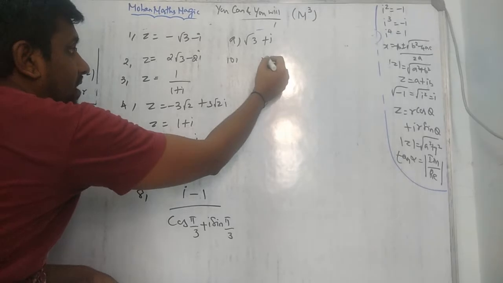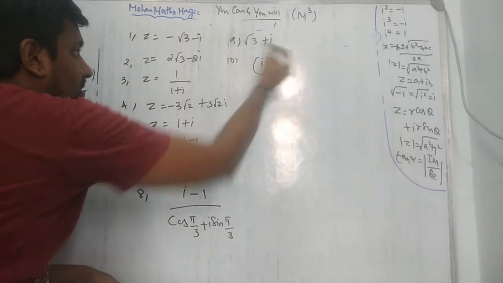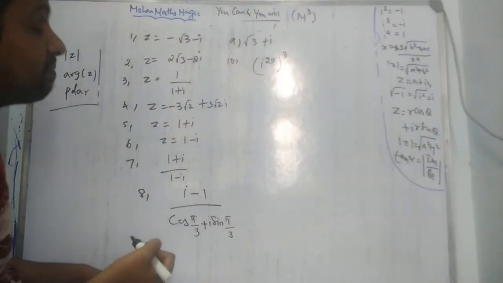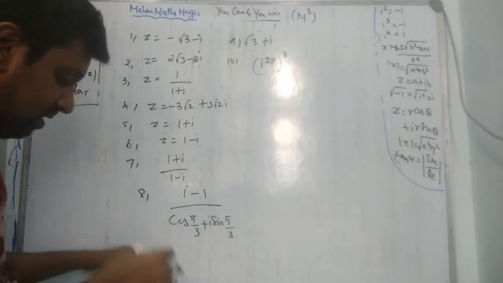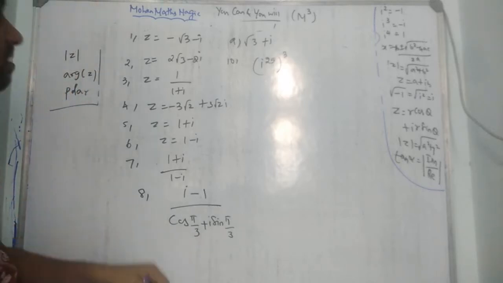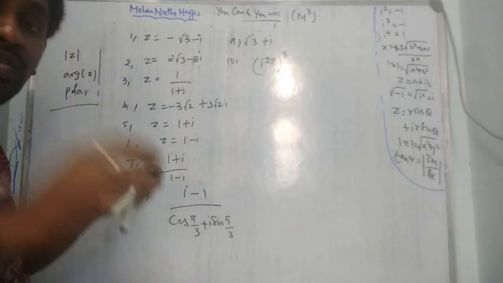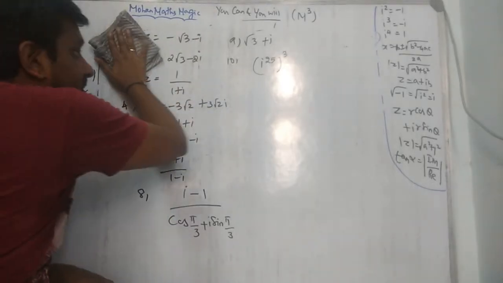Represent in polar form i to the power 25 whole cube, i to the power 75 upon i to the power 75, and simplify the polar form. So 10 sums are given in the polar form. Okay, next we'll move on to finding the square root of the complex number.